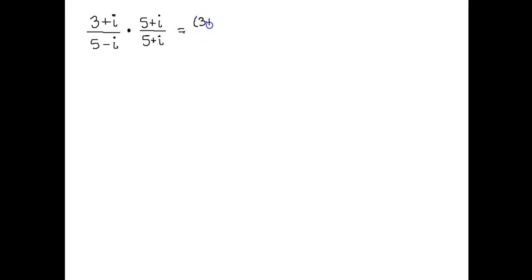So we've got to do 3 plus i times 5 plus i up here. We've got to do 5 minus i times 5 plus i down here. In the numerator, distribute. 3 times 5 is 15. Then I've got plus 3i. Then I've got plus 5i. And then I've got plus i squared.